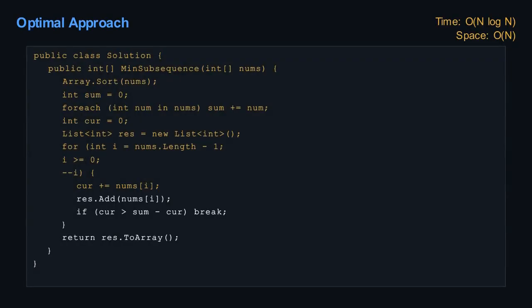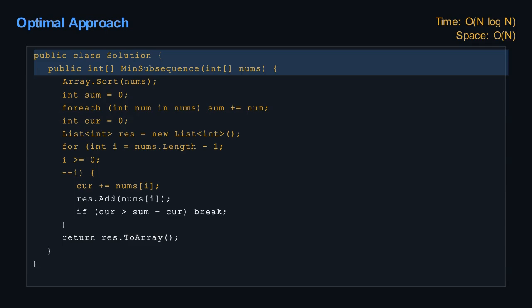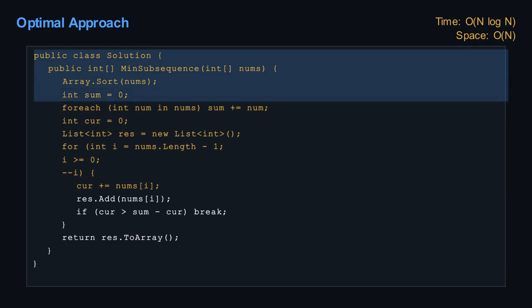The key insight here is greedy. To satisfy the sum condition with the minimum number of elements, we should always pick the largest available numbers first. This maximizes our subsequence sum fastest. So, the first step is to sort the entire input array in ascending order. Next, we calculate the total sum of all elements. Then, we initialize a variable for our current subsequence sum and an empty list to store our result.